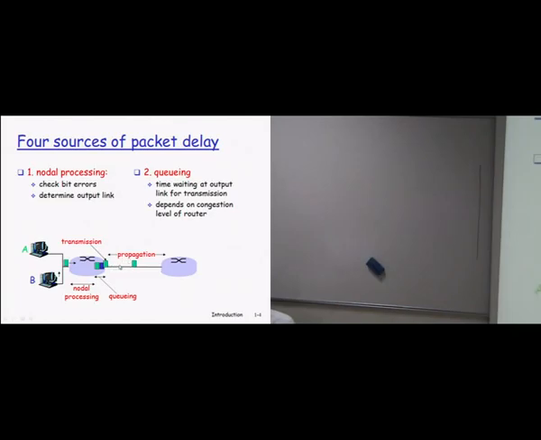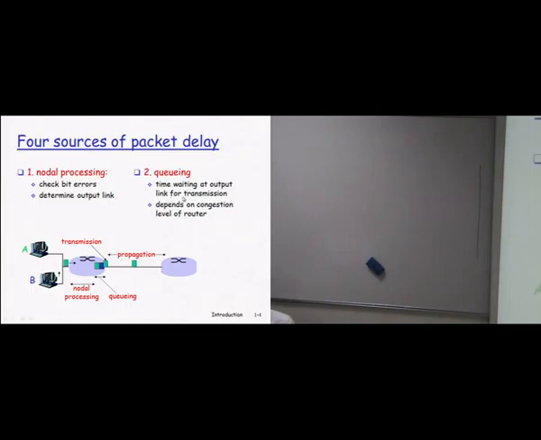So the second type of delay, which is called the queuing delay, is the time a packet will take waiting at the output link for its transmission to begin, to start. And it depends on the congestion level of the router, that is, how congested the router is. Okay, how many packets are ahead of this packet in the queue.